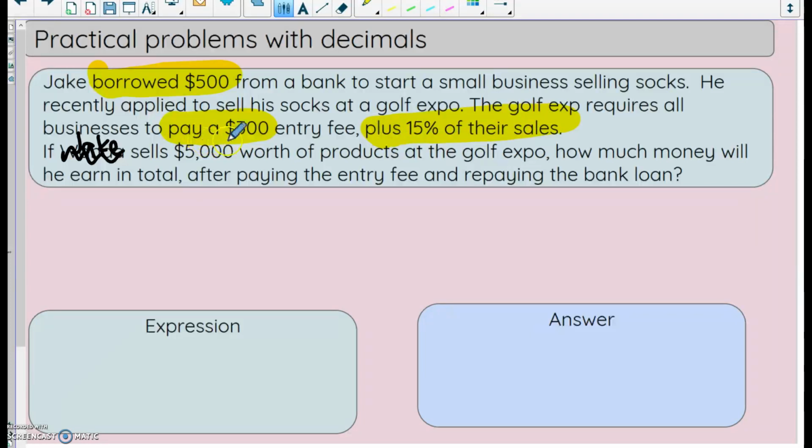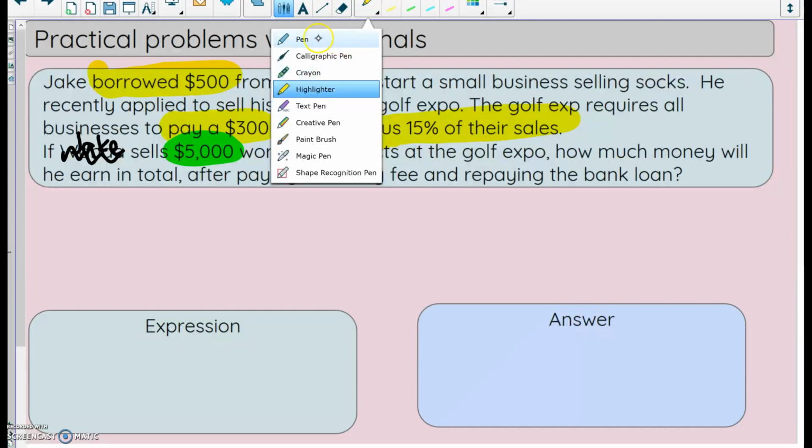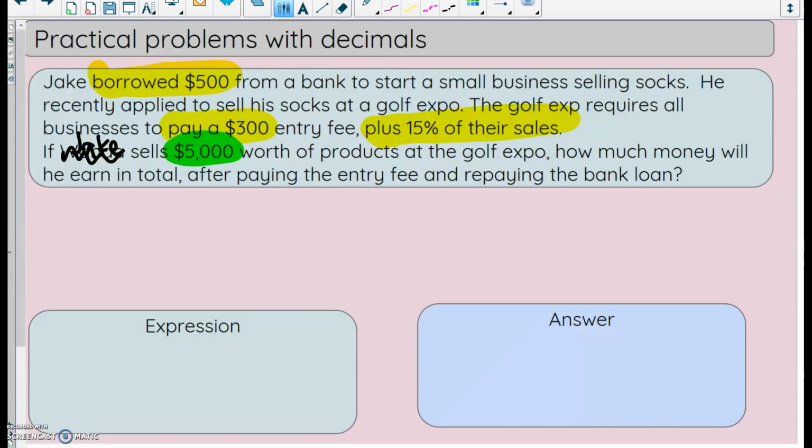Now, it says that he actually sells $5,000 worth of product. But again, he's had to spend money in order to go to this expo. So he doesn't have a $5,000 profit. We have to subtract all those things from that total amount. So let's start by writing down how much money he made in total.